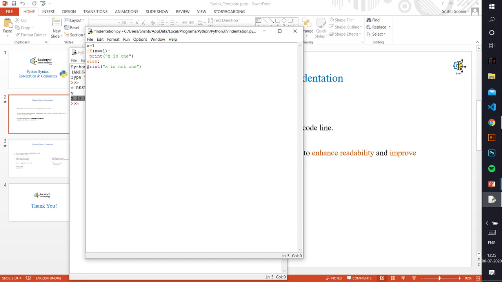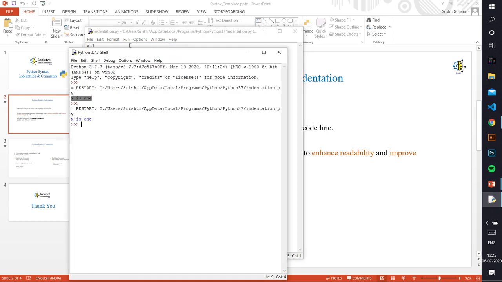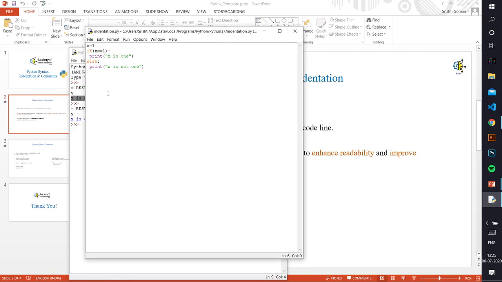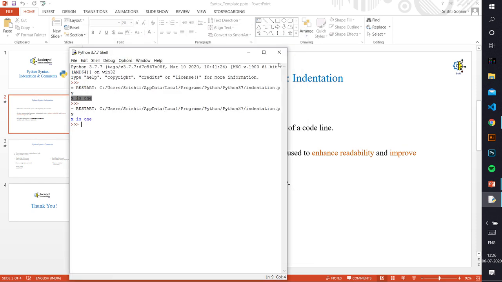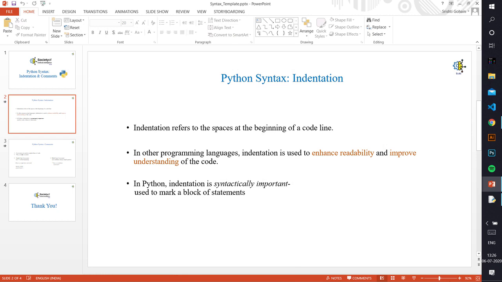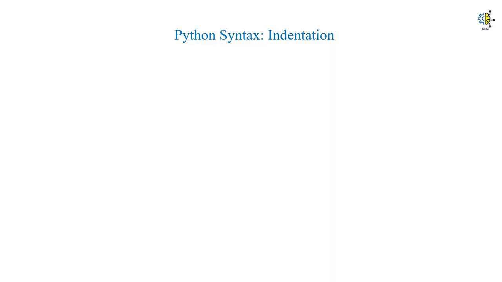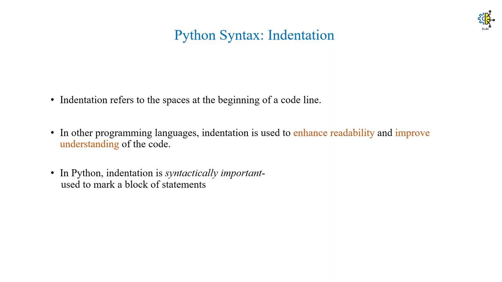So let's see what happens if I give just one blank space in front of print. Let's save it. Let's run it. Great, so it's running, which means that at least one blank space is required if you want to specify that these statements are under this condition or these statements are one block of statements. So this is what indentation is.